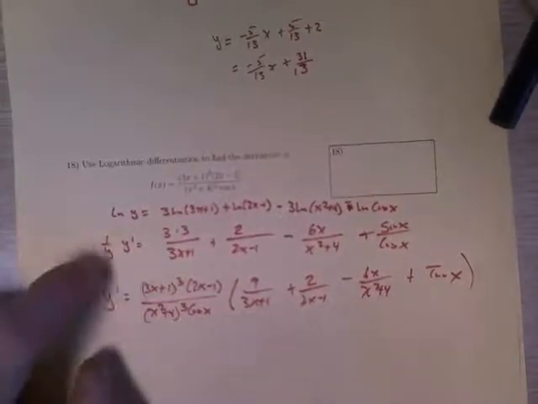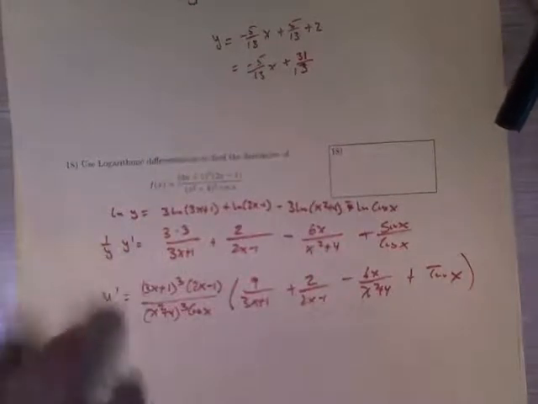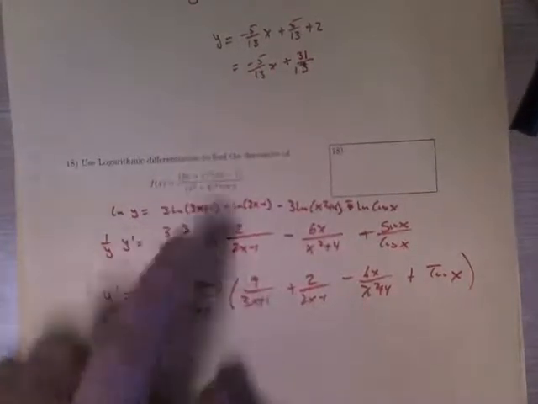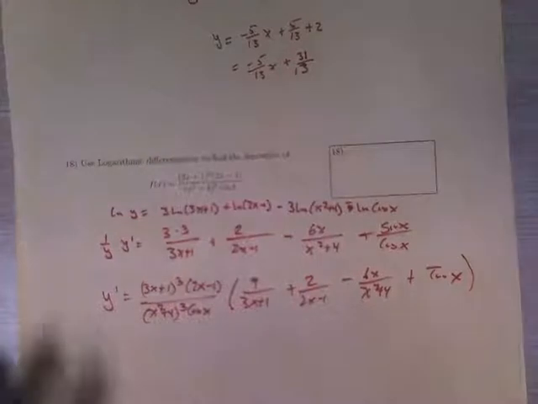Multiply both sides by y to get the y over here. So y prime equals the original function y times all that stuff.